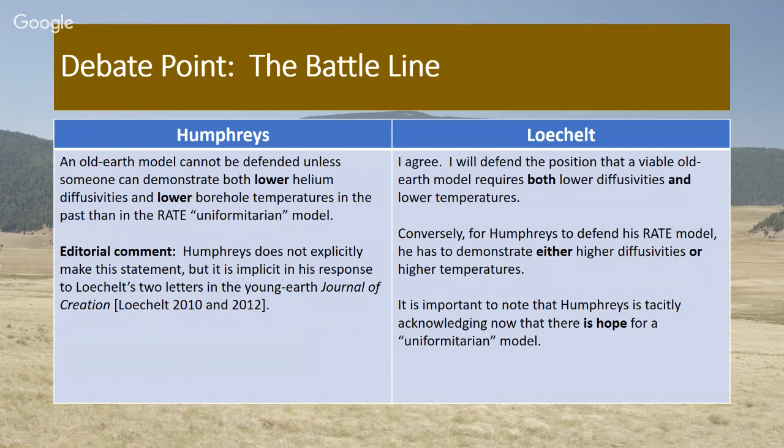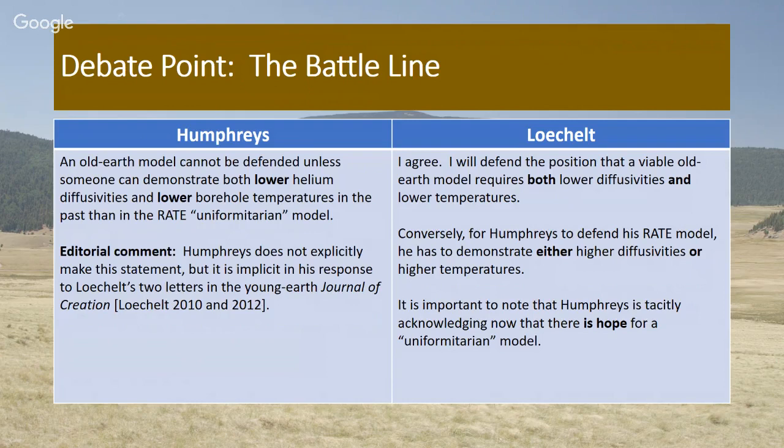And to set the context behind that statement, I had published some papers in the Journal of Creation, which showed that he made errors in the thermal history. And he said, well, yeah, but that's not enough to make a viable old Earth model. And I never said it was. I said this is just one of multiple errors. So I agree with Humphreys on this point, that for there to be really a viable old Earth model, it requires both lower diffusivity and lower temperatures. And I'm willing to defend that position. And conversely, Humphreys now really has to defend his choice of either the higher diffusivity or the higher temperature.